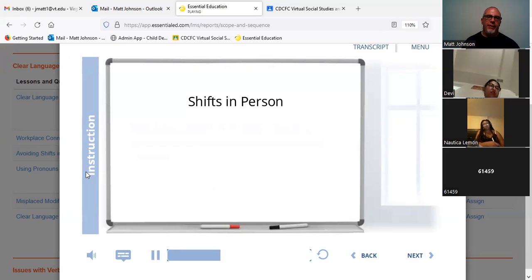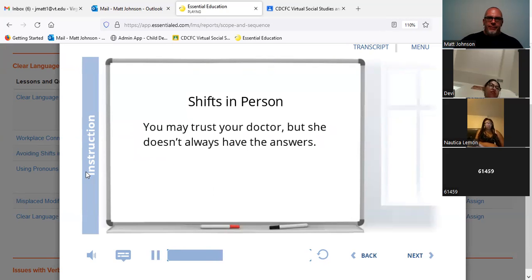You may trust your doctor, but she doesn't always have the answers. She refers to your doctor in this example. It doesn't make the sentence as a whole third person because it refers to a different group of people.